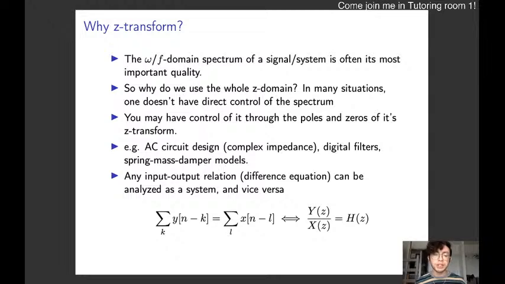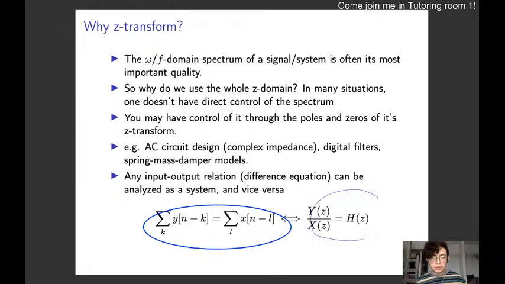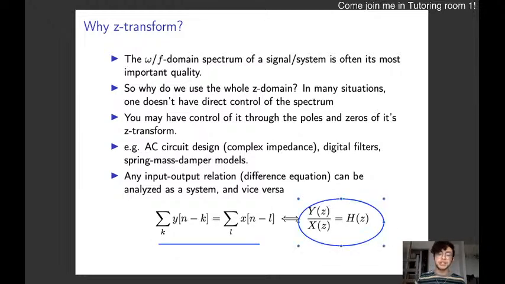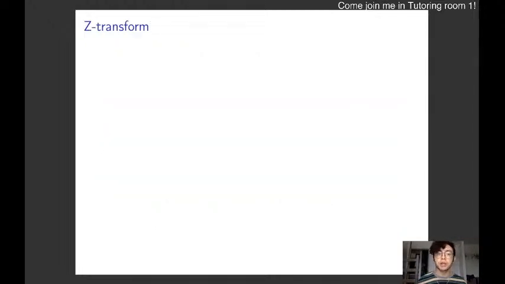And as I hinted at before with filters, any input-output relation can be analyzed as a system. So anytime we're trying to put something into an LTI system and we get something out, then we can analyze it as a system here. So that's kind of the idea of doing the Z-transform business. It allows us to translate real-world problems into something that's easier to understand, or easier at least, something that we can work with. So now, enough talk on that.